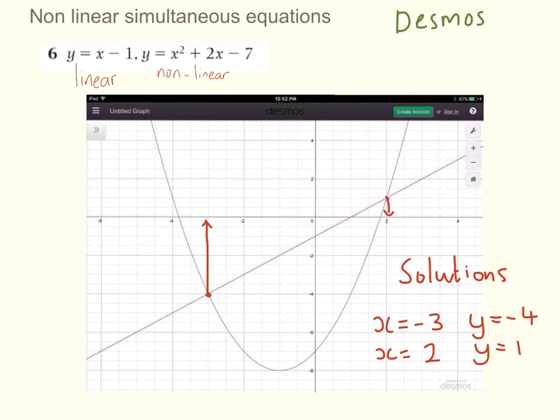It's important those are paired up together in the correct order. So it's a good idea to write our answers for these simultaneous equations like you did in year 10, as coordinates. So our coordinates at the points of intersection are (minus 3, minus 4) and (2, 1). That would be our solution to the simultaneous equations. Obviously, we don't want to draw a graph each time, so we'll now look at an algebraic method to solve a pair of simultaneous equations where one of them is nonlinear.